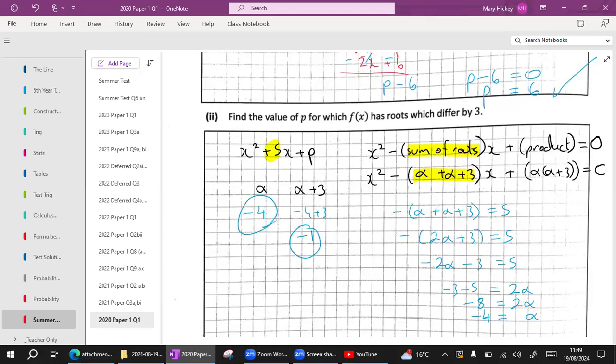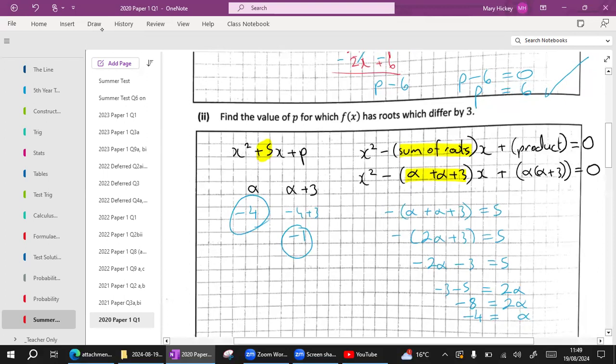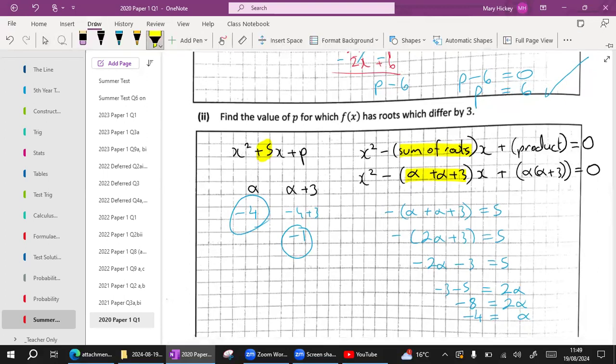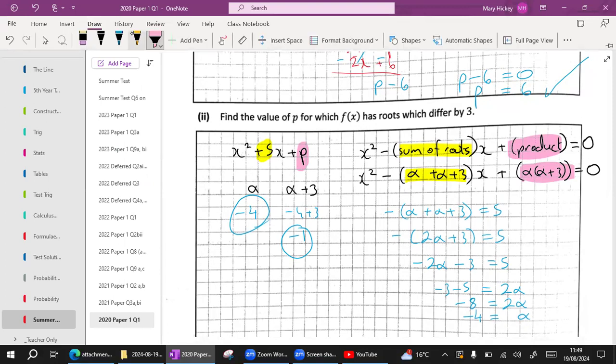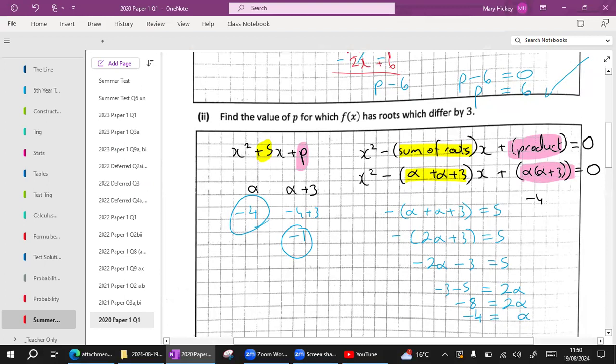So they've asked me for p. Well, what is p? p is supposed to be the product of the roots. If I use my highlighter here, p is supposed to come in at the end, which means p is the product, alpha multiplied by alpha plus 3. We now know that alpha is minus 4, and alpha plus 3 is minus 1. So if I multiply those together, I get 4. So in fact, p in this case is 4.